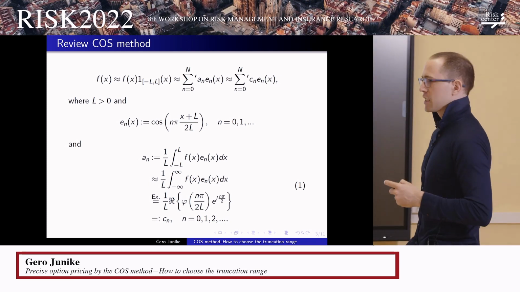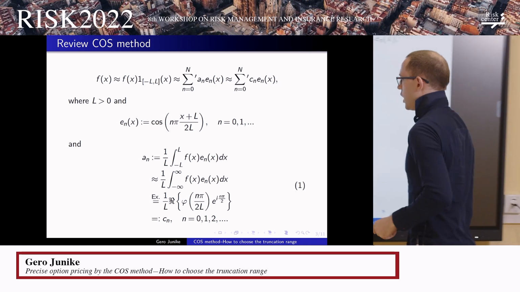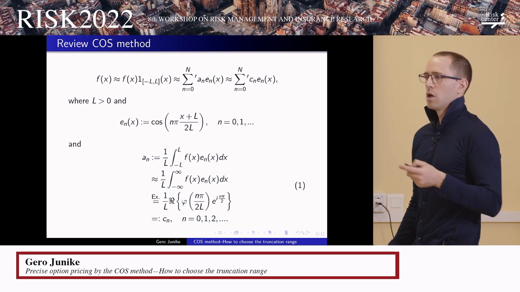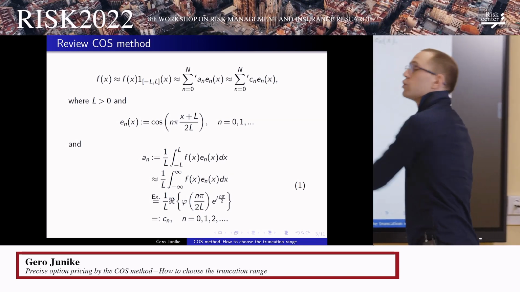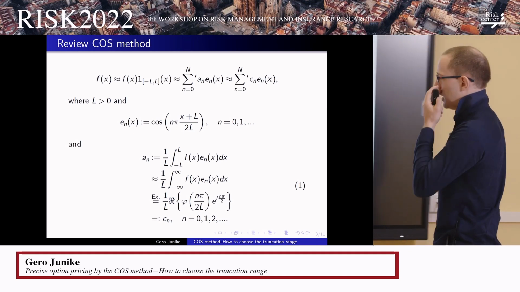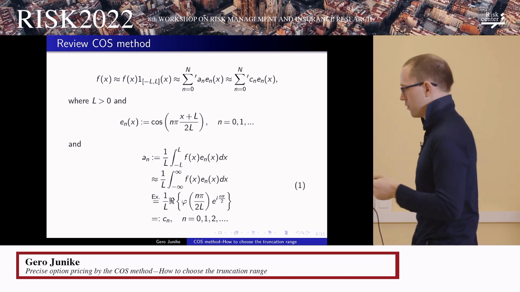That is a little exercise and can be expressed by the real part of the characteristic function phi of the log returns, and the characteristic function is given in closed form. So these coefficients C_n can be computed explicitly.